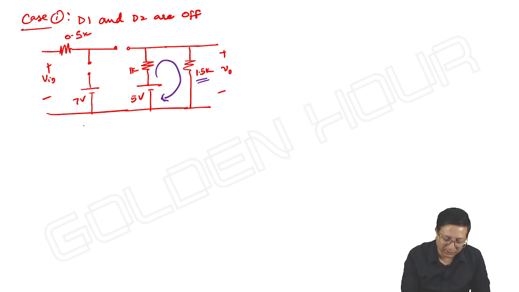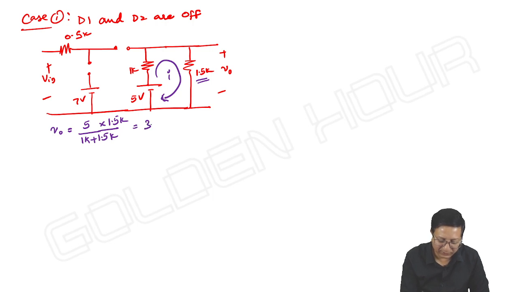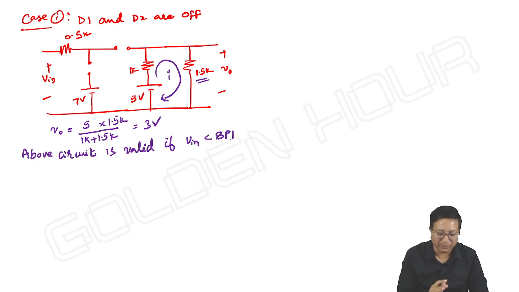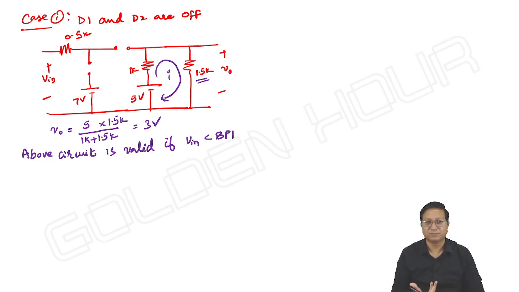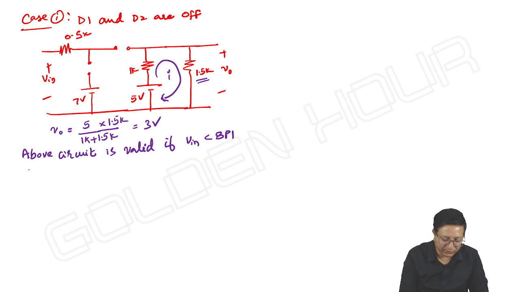So what about the output then? V output is equal to 5 volts divided by 1 kilo ohm plus 1.5 kilo ohm, that is the current I, multiplied with 1.5K. So it is 3 volts. Then the above circuit is valid if V input is less than breakpoint 1. Okay, it looks like 5 volts. We do not know. It looks like 5. Okay. Next, case 2.